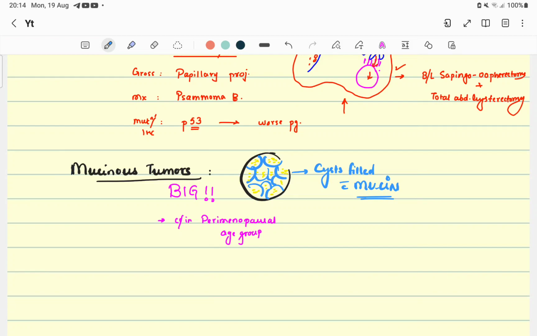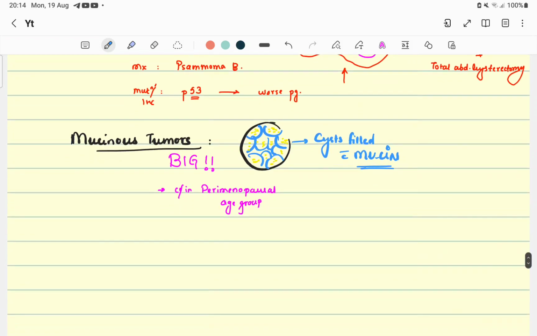In microscopy, you will see columnar epithelium, plus mucin, plus glands. Okay, so this is the whole thing in microscopy. And just remember, these are most commonly benign rather than malignant, right?